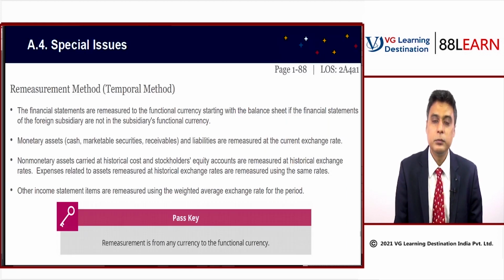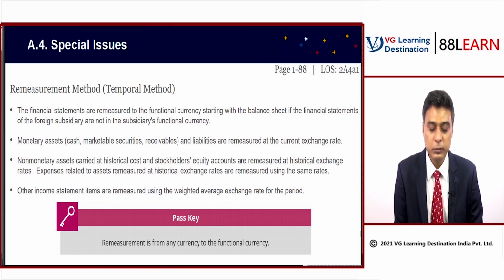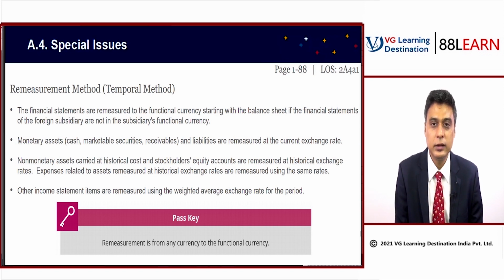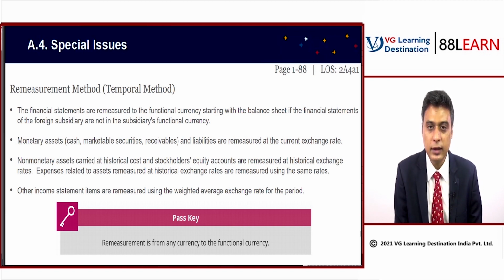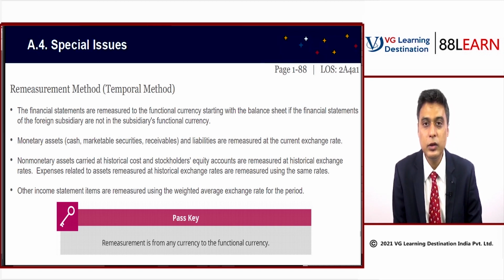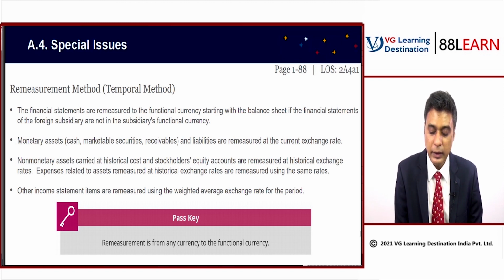Okay, now let's get into the methods one by one. The remeasurement method. The financial statements are remeasured to the functional currency. First of all, when are we going to use remeasurement? When we are going from local currency to functional currency. So the financials are remeasured to the functional currency. Starting with the balance sheet. This is important. You are starting with the balance sheet.